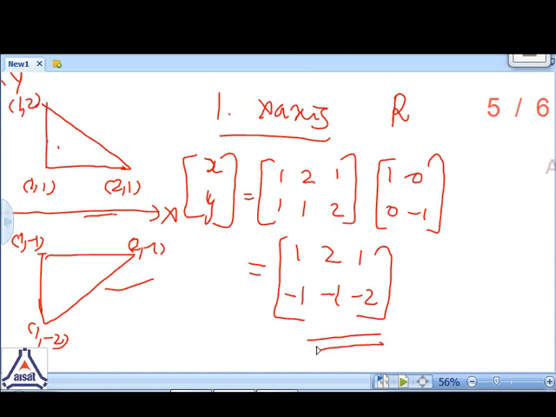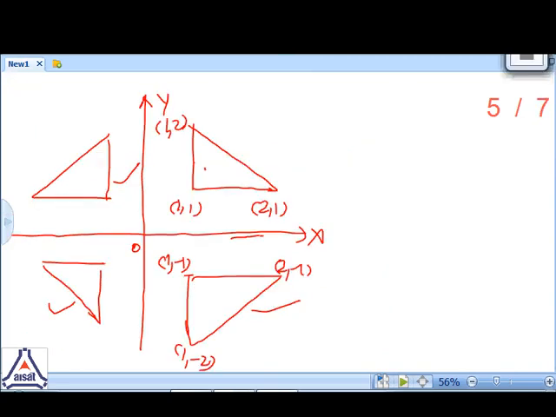So, this is the final coordinates of the matrix which is reflected about x-axis. In order to get the negative value for all the y, we have to multiply with this matrix. That is a very important thing, that is known as the reflection matrix.